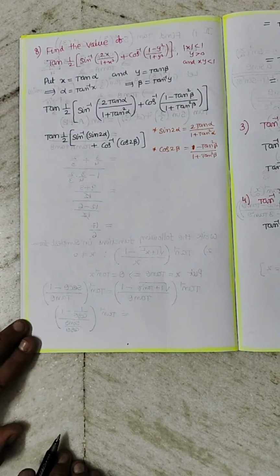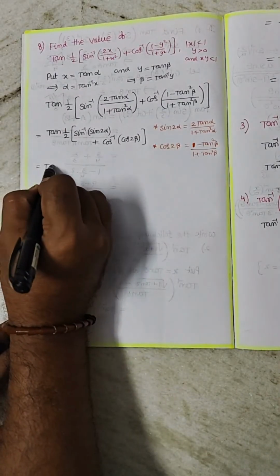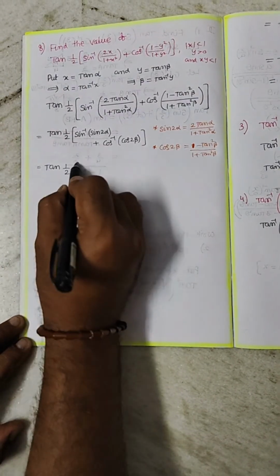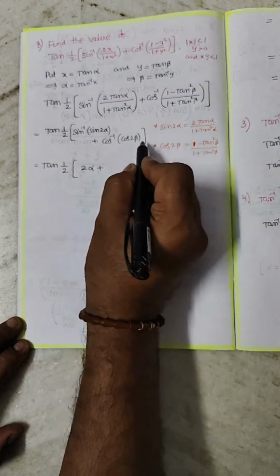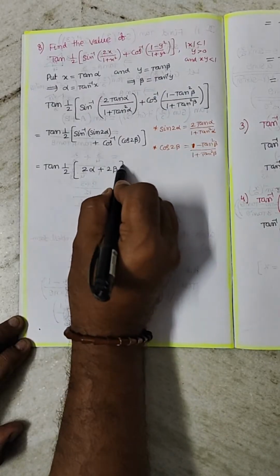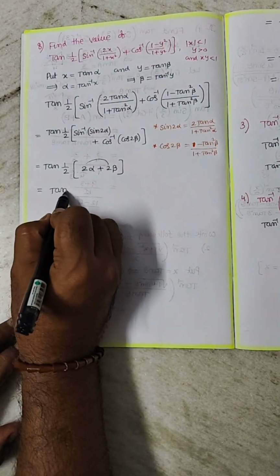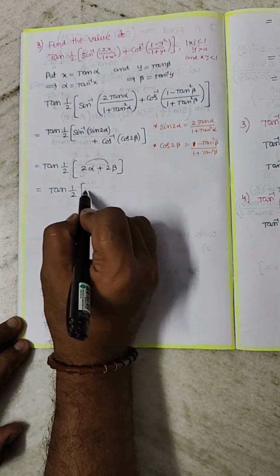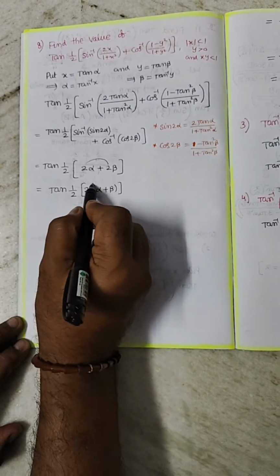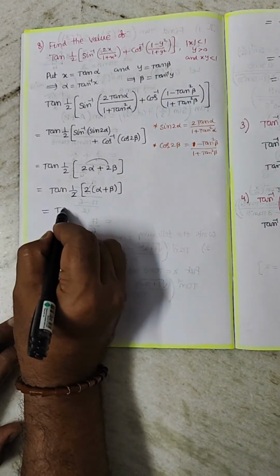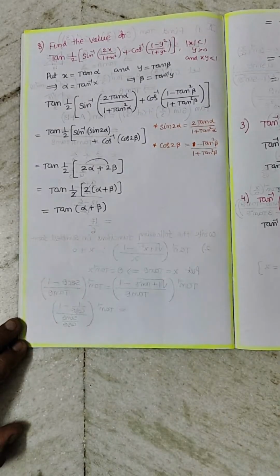So, sine inverse of sine x is x. So tan of 1 by 2 of sine inverse of sine 2 alpha is 2 alpha plus cos inverse of cos 2 beta is 2 beta. 2 take common. So tan of 1 by 2 of 2 into alpha plus beta, 2 gets cancelled. Tan of alpha plus beta. It is in the form of tan of a plus b now.